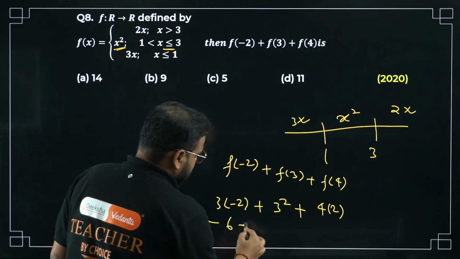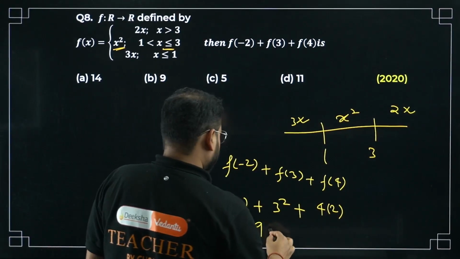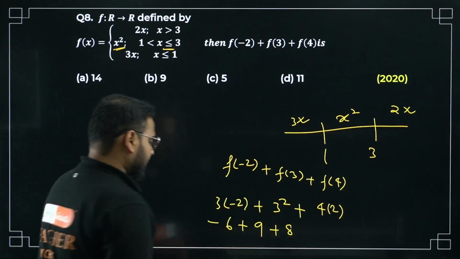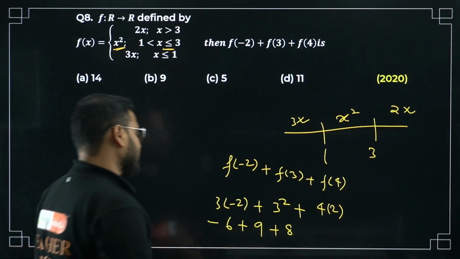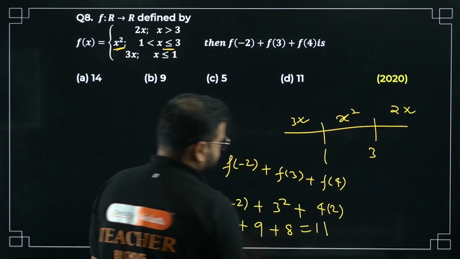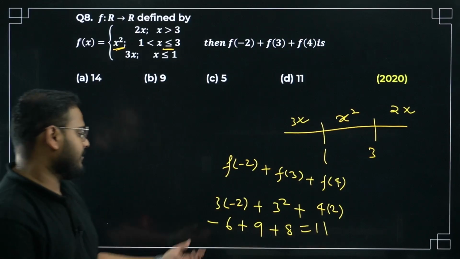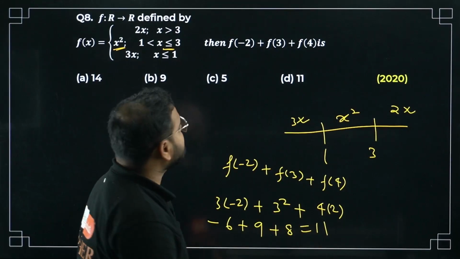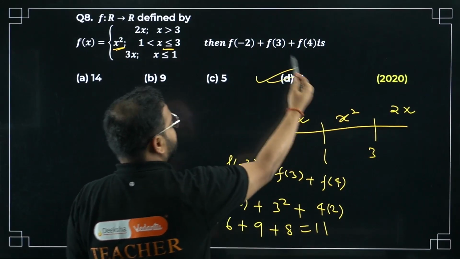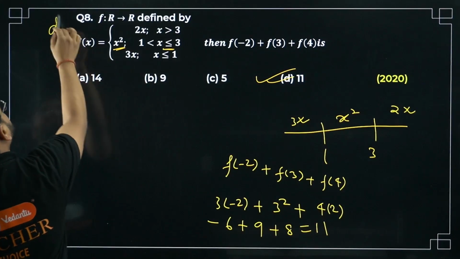Minus 6 plus 9 plus 8. 9 plus 8 is 17, minus 6 is 11. Right? 9 plus 8 is 17, minus 6 is 11. Option is D. Option number D.